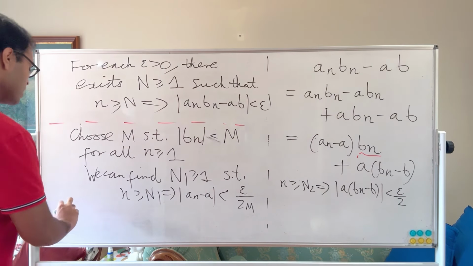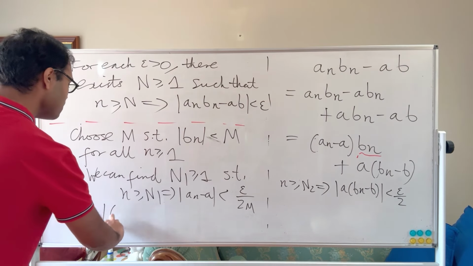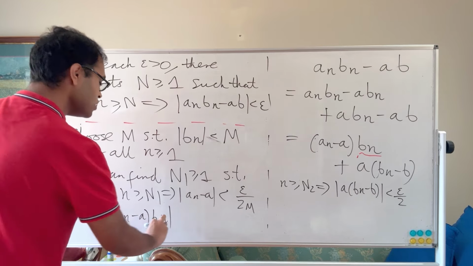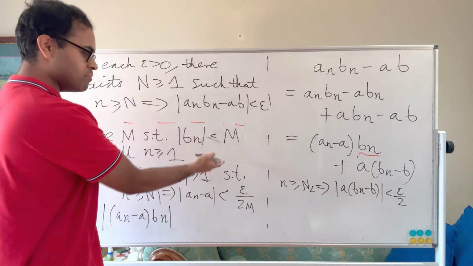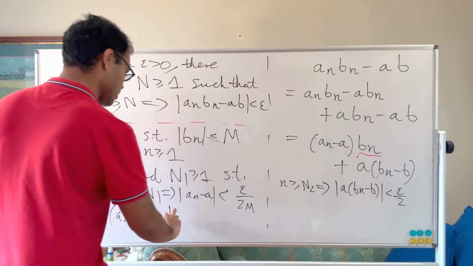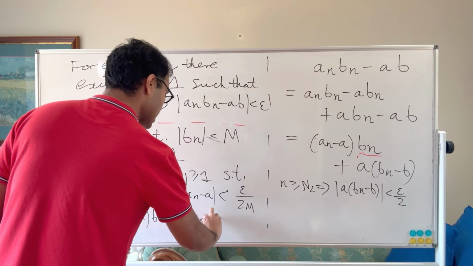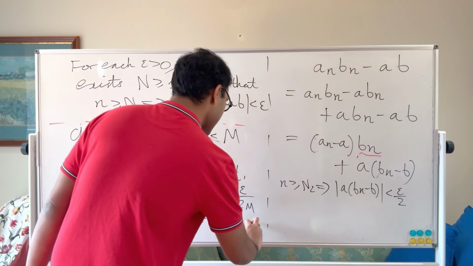And now we know that therefore that term there, that's what we want to bound. The absolute value of an minus a times bn, using the fact that the absolute value of bn is less than m, it could even have been less than or equal to, it doesn't actually matter. Because of that, we know this is absolute value an minus a times the absolute value of bn. And now we're almost there.